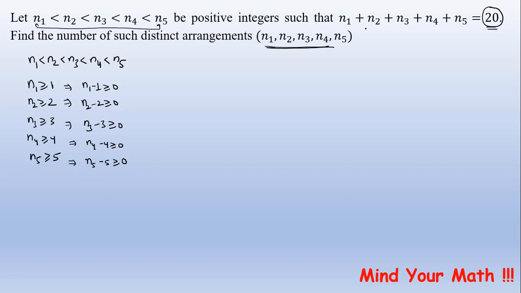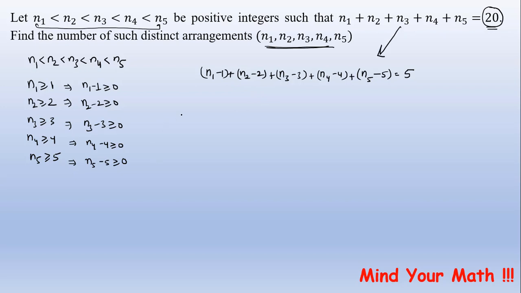Now this equation can be written as n1 minus 1 plus n2 minus 2 plus n3 minus 3 plus n4 minus 4 and n5 minus 5 is equal to, just adjusting this, 5. Because the sum is 1, 2, 3, 4, 5, that is 15. So we have got this equation.